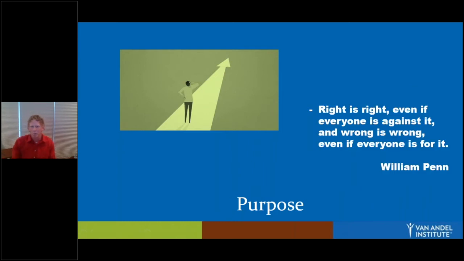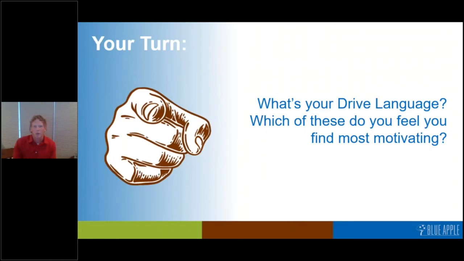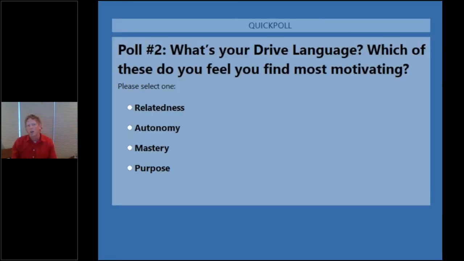A great quote from William Penn that resonates with people who speak that drive language: right is right, even if everyone is against it, and wrong is wrong, even if everyone is for it. And if that really inspires you, if that makes you feel motivated, then you're speaking the drive language of purpose. So we've gone over those different drive languages, and I'm curious, Robin, if you could open that poll up, which of those do you think resonates with you?